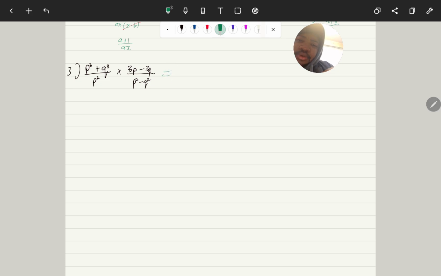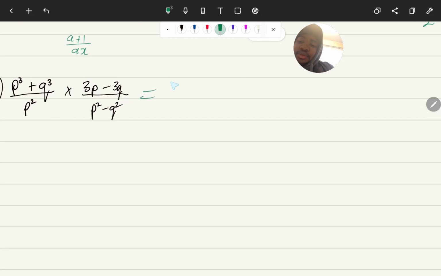So let's do it. Of course, the answer will be p plus q as the first bracket of the binomial. The sign is positive, therefore we'll have p squared minus, and then you multiply the two together, pq, right? Then you always plus q squared. You are done with this one.